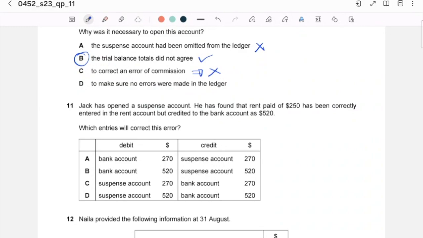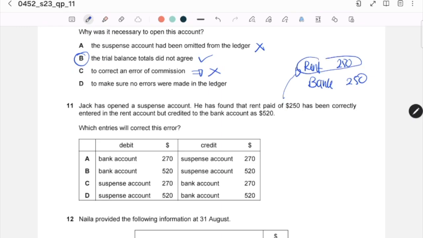Now we are going to do number 10 again, okay? Don't lose your hope. Bear with me, we are going to make it. Jack had opened a suspense account. He has found the journal of rent paid is bank on the credit side and rent on the debit side, 250, and 250 has been correctly entered in the rent account. The rent account is not the problem.